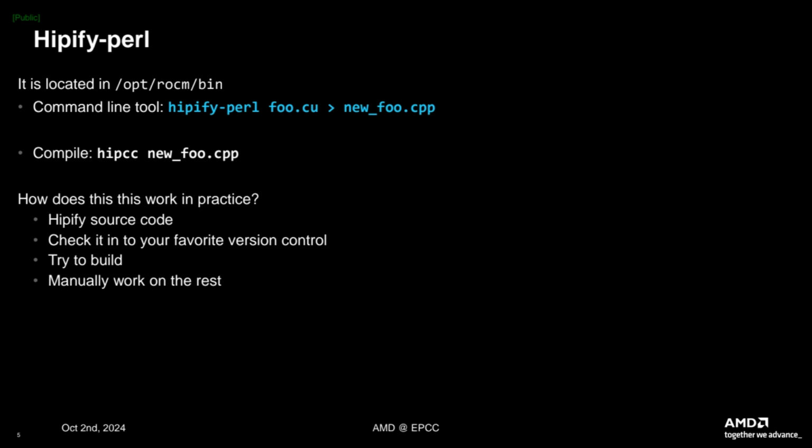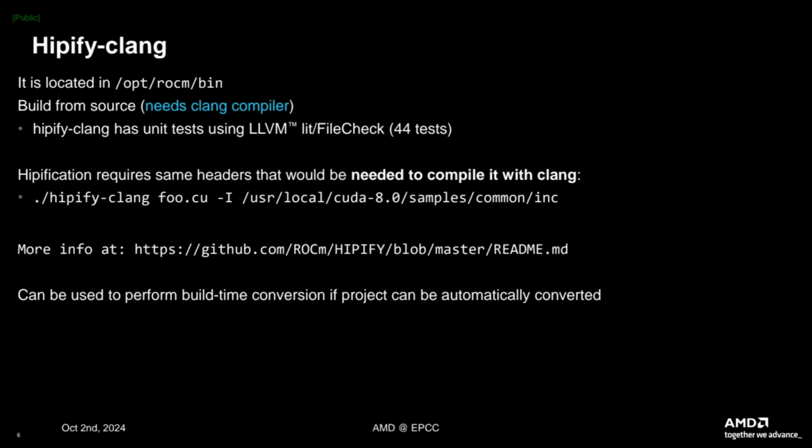As for Hipify Clang, as we said, it needs the Clang compiler. It is also located in the bin directory of ROCm. It's more robust in the sense that it gives you more instructive error messages in case something is not working with the hipification. This is just an example of how you would use it. You would still feed the CUDA code as argument, but then you also need to give the right includes as if you were compiling with Clang.